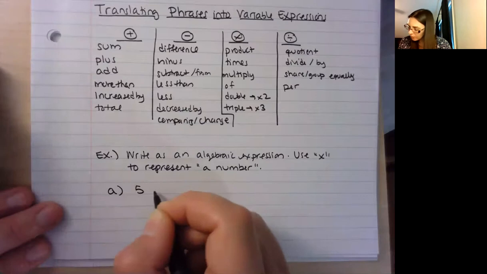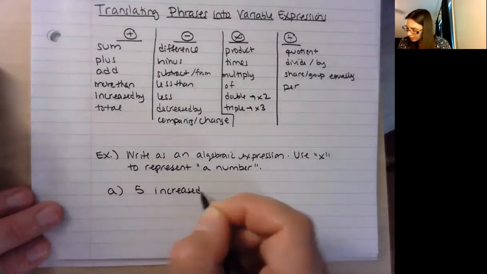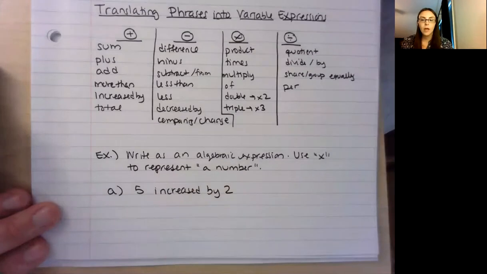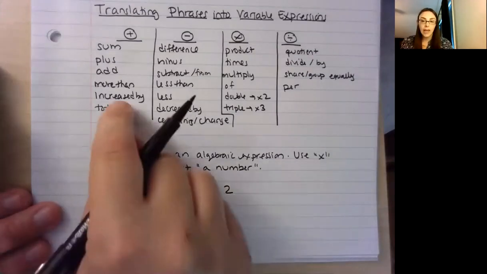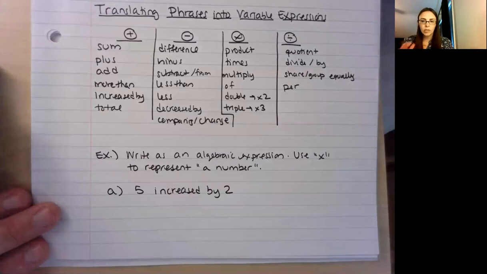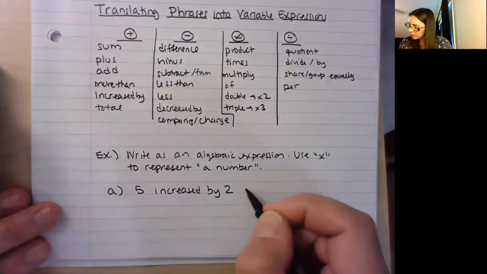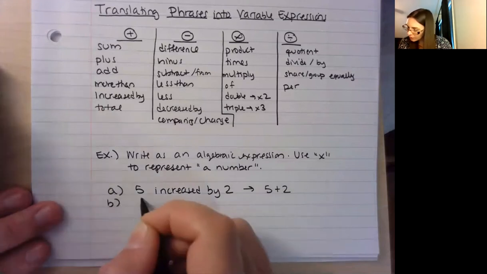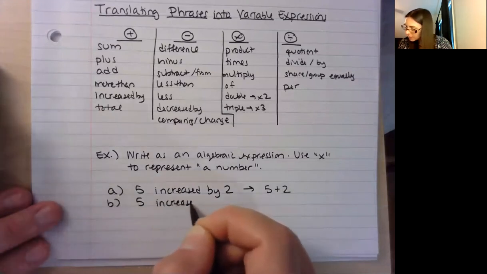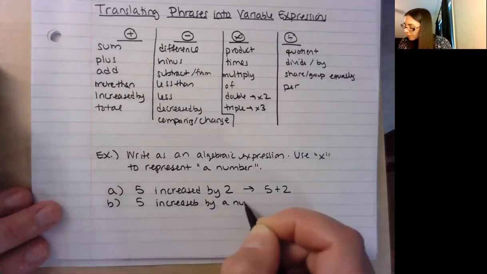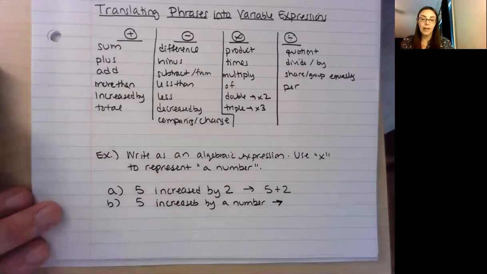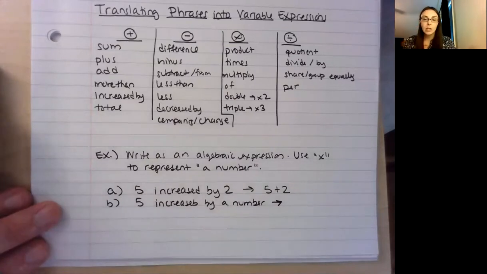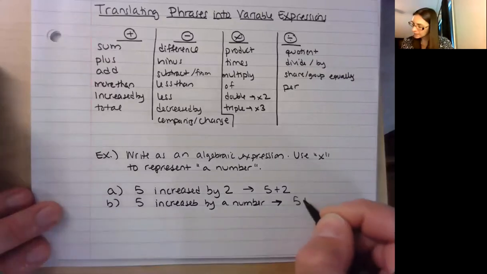So 5 increased by 2. Well, that word increase typically means to add. And it's pretty straightforward. So we're going to take that number 5 and we're going to increase it by 2. Now I could also write something like this: 5 increased by a number. So it's the same setup, but here I'm not specifying what the number is. So we're going to use x for that number. So I have 5 plus x instead.